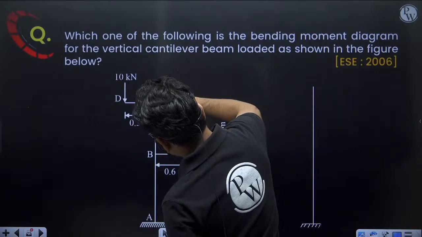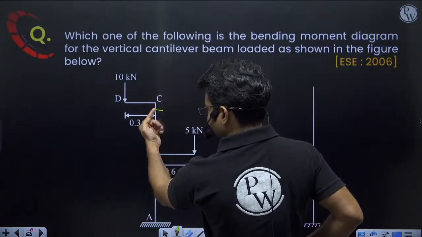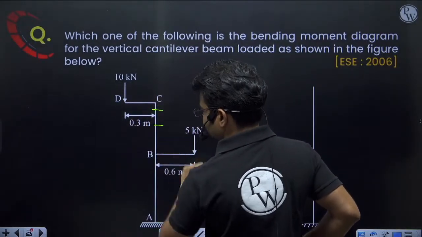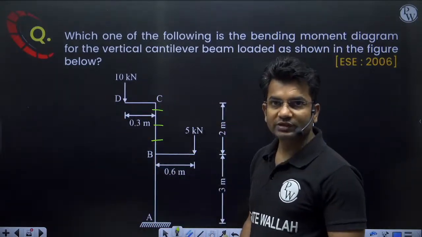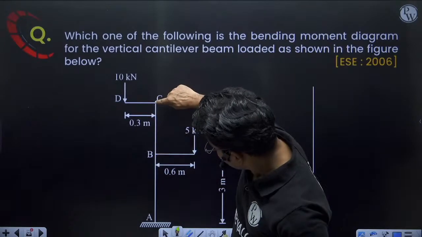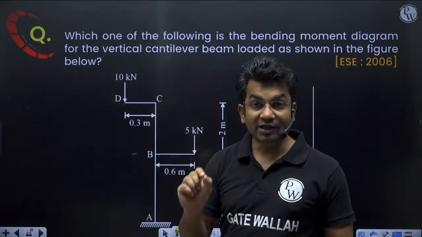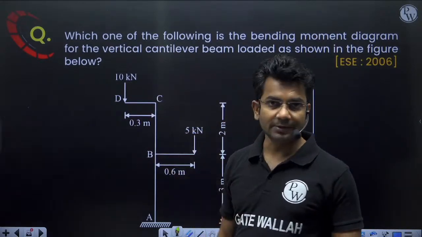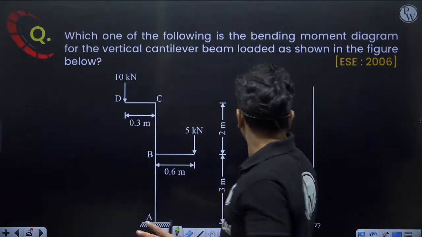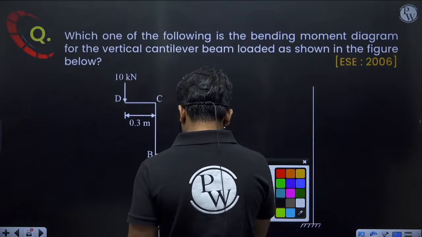And this perpendicular distance is not changing. For this section, the perpendicular distance is the same. So that means throughout this length, CB length, my value of bending moment will be 10 into 0.3, that means 3 kilonewton meter. Yes or no? This will be the value of bending moment in this region. Okay.